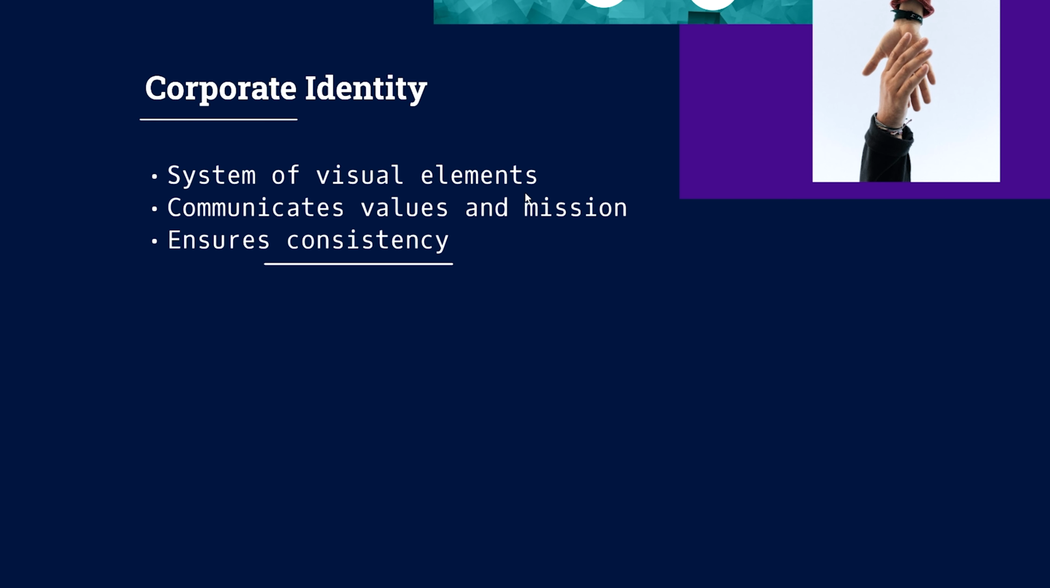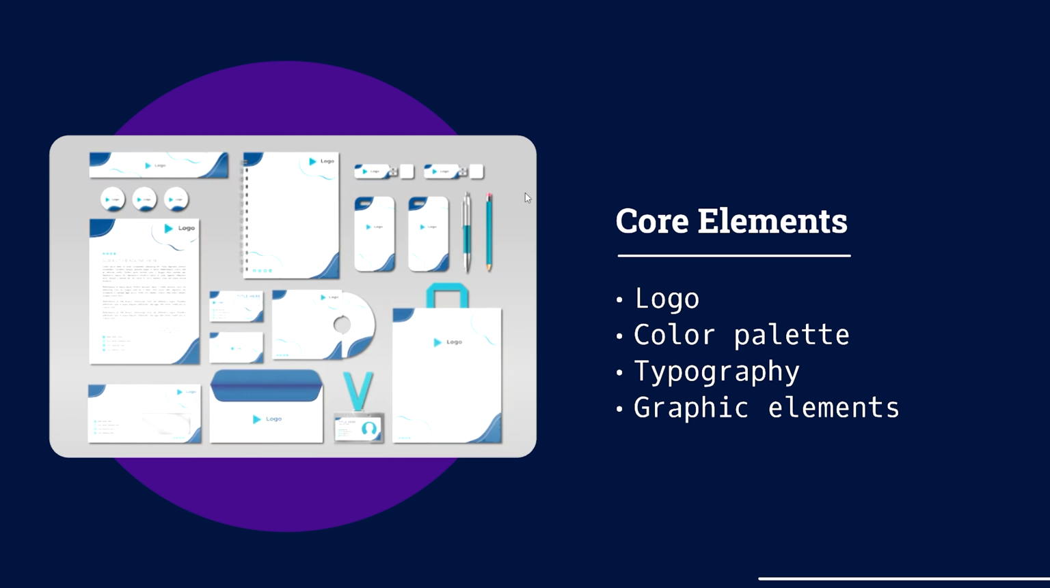Corporate identity consists of several interconnected elements. The logo acts as the primary identifier. The color palette influences emotional perception. Typography ensures readability and stylistic consistency. Additional graphic elements expand the visual language. Together, these components create a unified and recognizable system.